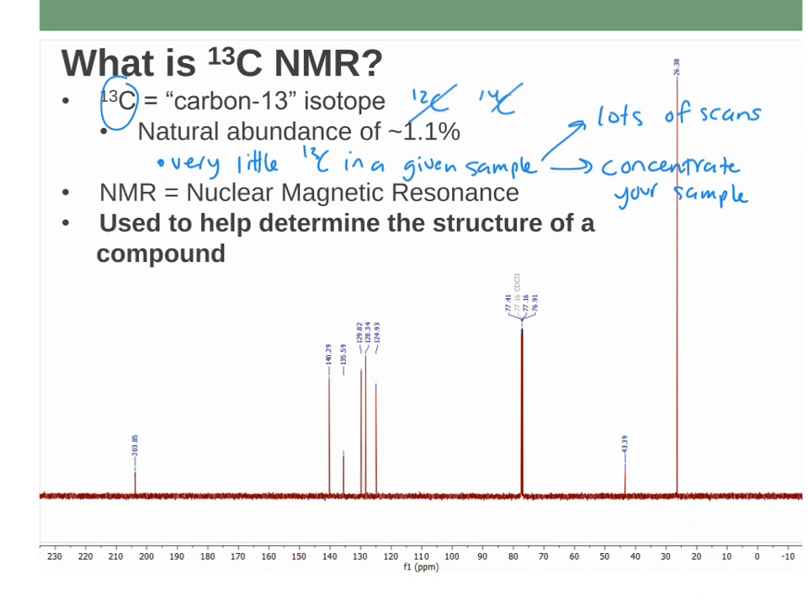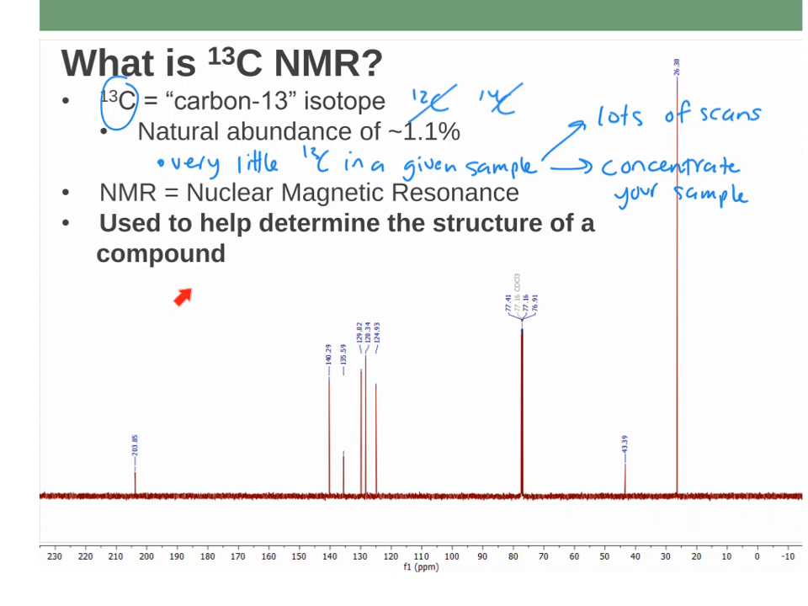The NMR still stands for nuclear magnetic resonance. The theory behind it's the same. It's just that now you're trying to look at carbon-13 instead of protons. So you're looking at slightly different magnetic environment. And much like proton NMR, carbon-13 NMR is used to help determine the structure of a compound.